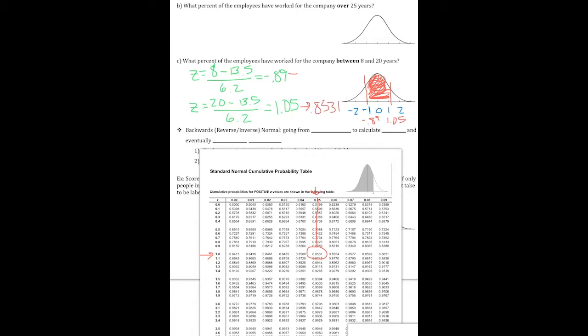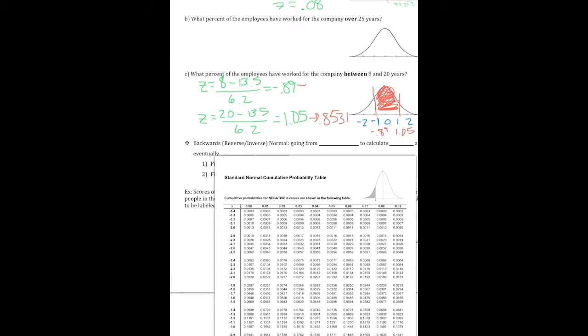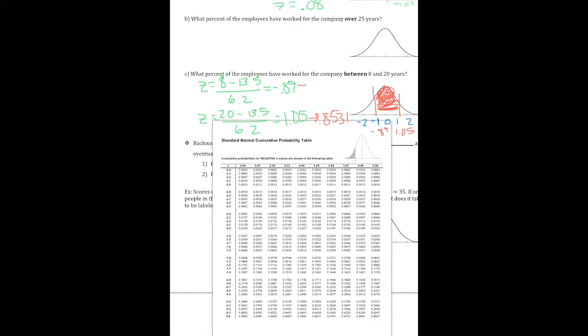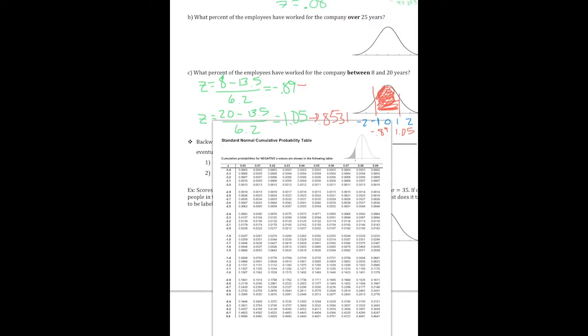0.8531 is our first chart value. The second chart value is going to need to come from the negative chart because we have a negative 0.89. All right, so we need negative 0.89. We have to find negative 0.8. There it is. Negative 0.89 all the way at the right. So we're going to go down to negative 0.8, which will be at 0.1867.